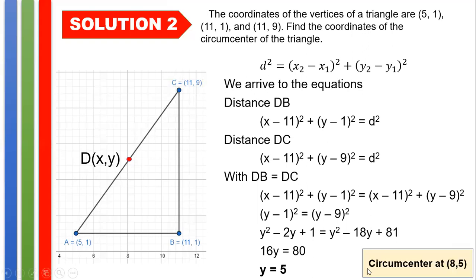Hence, combining them into a single point, our x earlier was 8 and our y is 5. So the circumcenter has coordinates (8, 5).